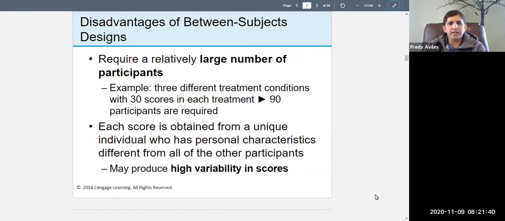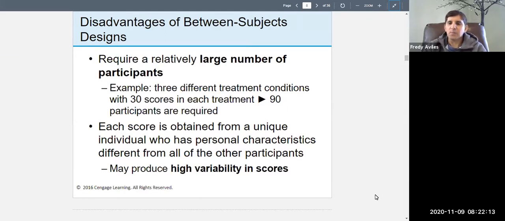Another disadvantage is that each score is obtained from a unique individual who has personal characteristics different from all other participants. So another disadvantage is basically that each participant is different than the others. Okay, people are going to be different. They're going to differ in age, in personality. They can differ in sex, in sexual orientation, in IQ, all kinds of things. So that's going to produce high variability in your scores. So there's going to be a lot of variation in the scores that you get.